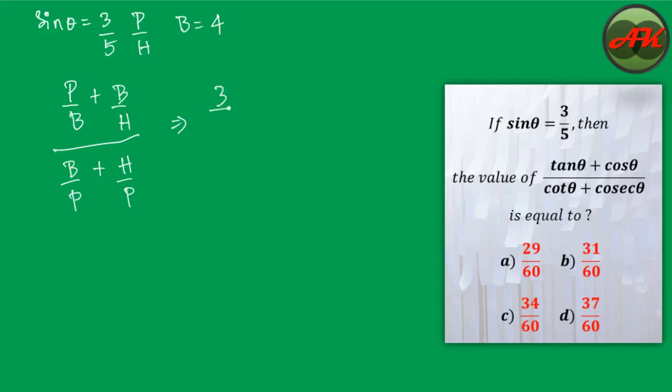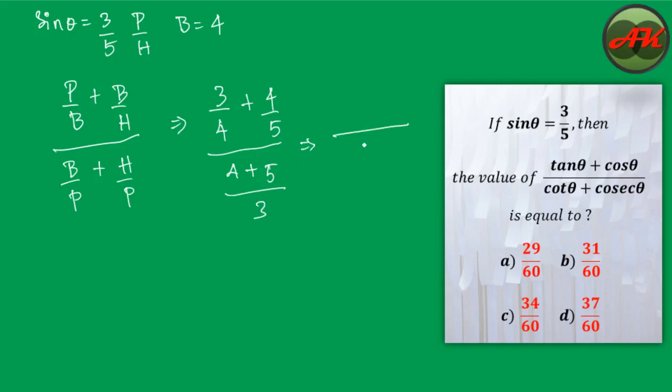Perpendicular is 3 by base is 4, plus base is 4 by hypotenuse is 5, divided by base plus hypotenuse, 4 plus 5, hypotenuse 5 divided by perpendicular is 3.